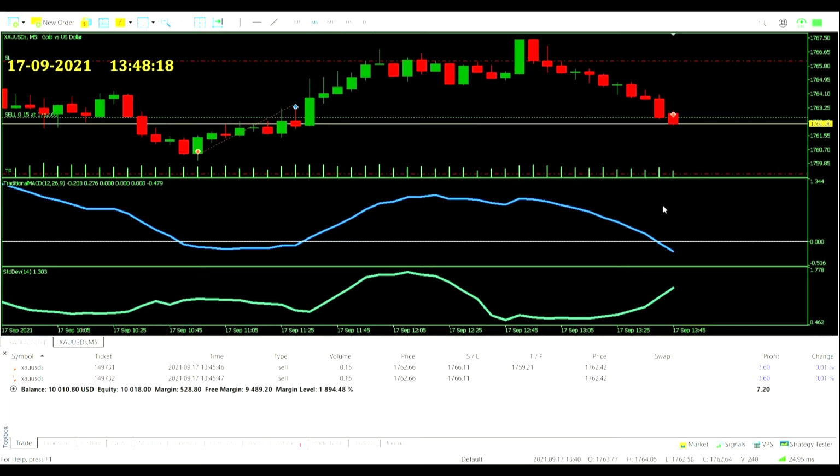We want it to keep coming down. It is going in our direction now. We'll manually trail this stop loss a little bit if it gets more in our favor. Now we just got to be patient and see.